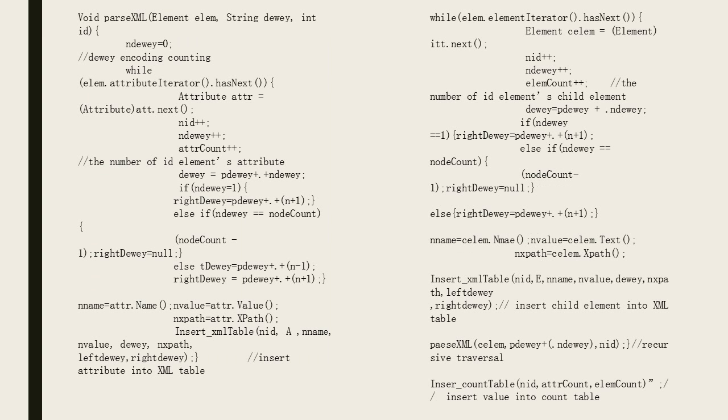So here is my parse algorithm part. The most important step is that after we insert attributes into the CHAML table and insert the child elements and elements into the CHAML table, we use a recursive call, and then we insert the value into the table.